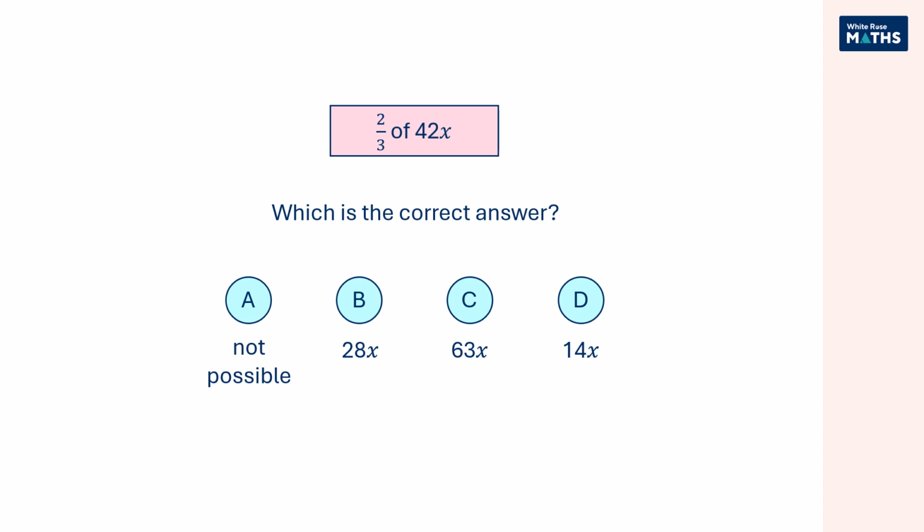Next part, 2/3 of 42x. 42x divided by 3 makes 14x. 14x times 2 is 28x. Okay, so well done if you got that, that was a bit more challenging.